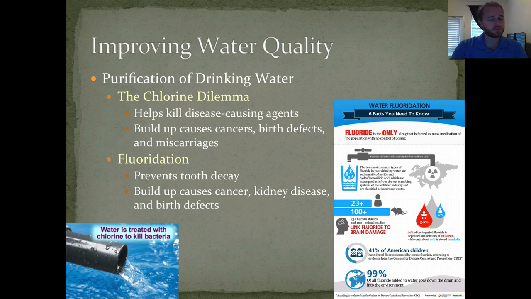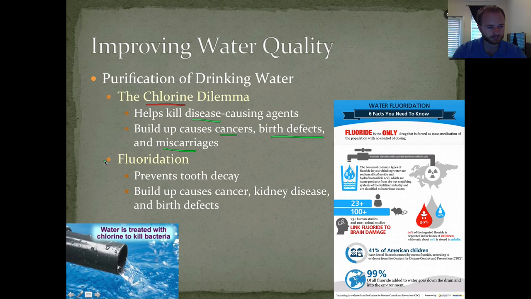Different ways that we can improve. What are some ways that you think of that we could try to improve or clean up our water? Well, the two that we use to purify the water work, and they're cheap, but they also have consequences. Like chlorine: adding chlorine will help kill diseases in the water, but the problem is that as it builds up in humans over long periods of time, it can cause cancer, birth defects, and miscarriages in pregnant women.